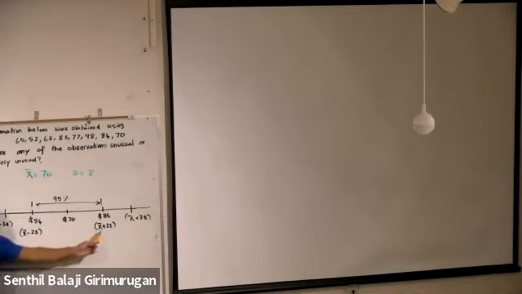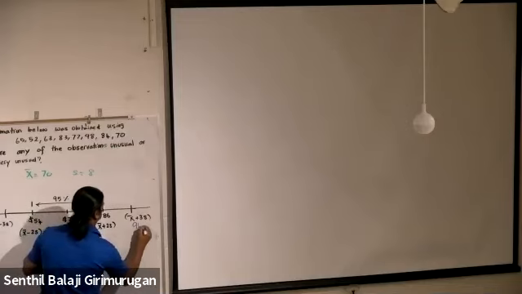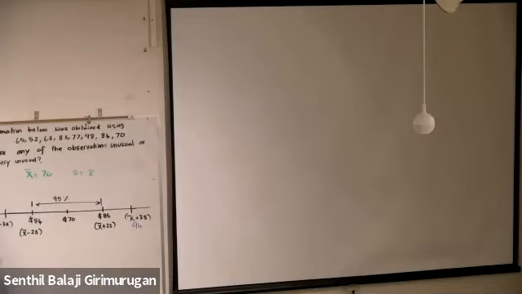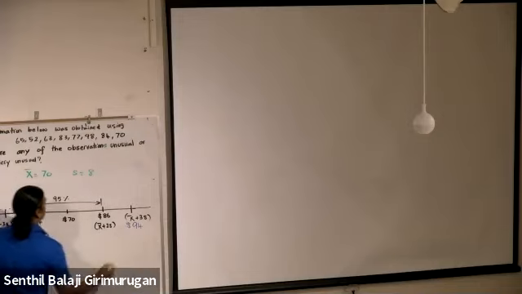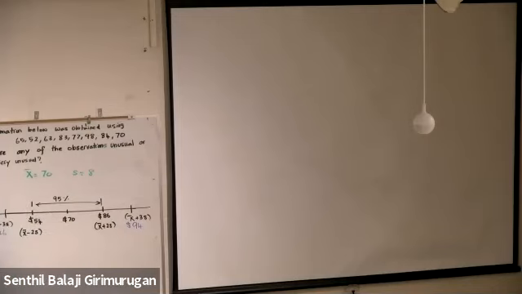So what is that number and that number? 94 and 46. So within those 2 points, what percent of observations will lie? 99.7%.